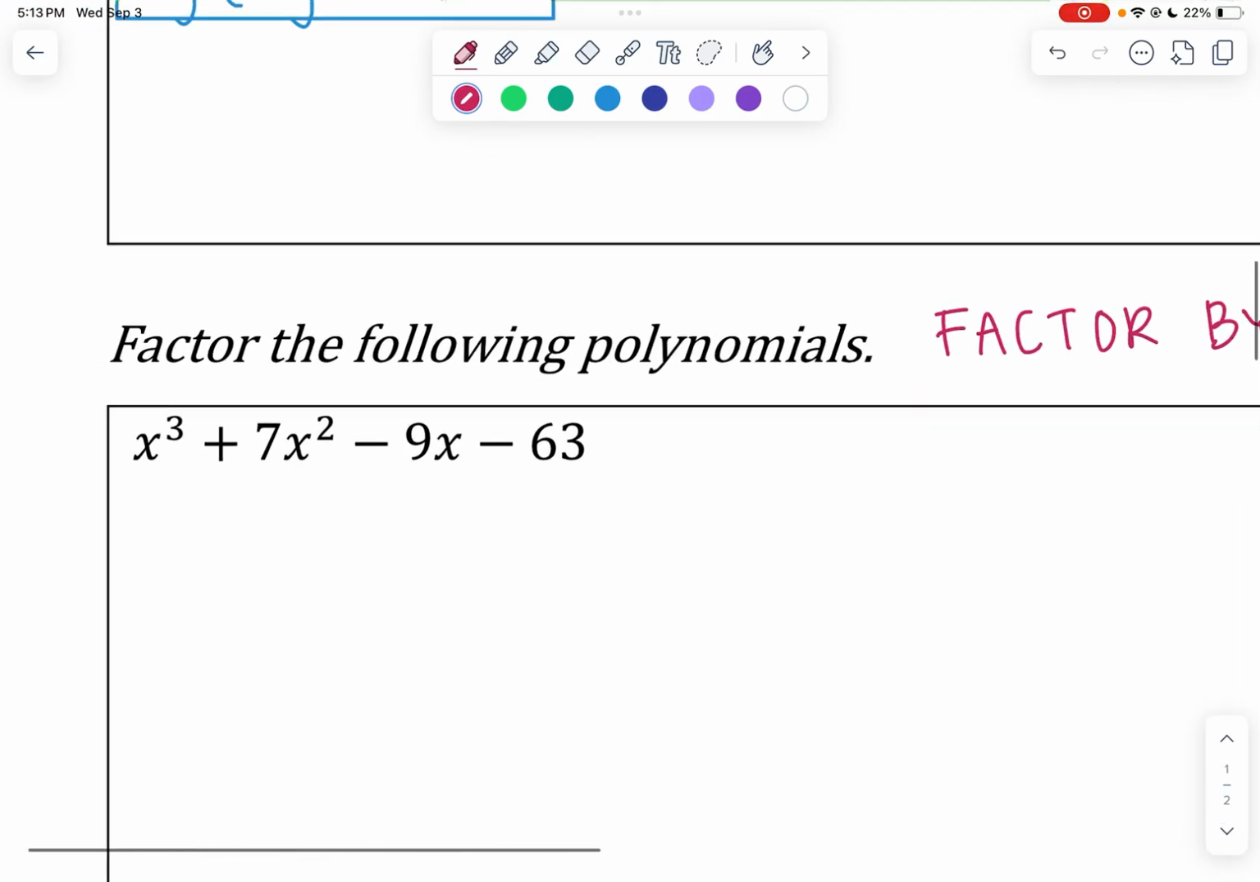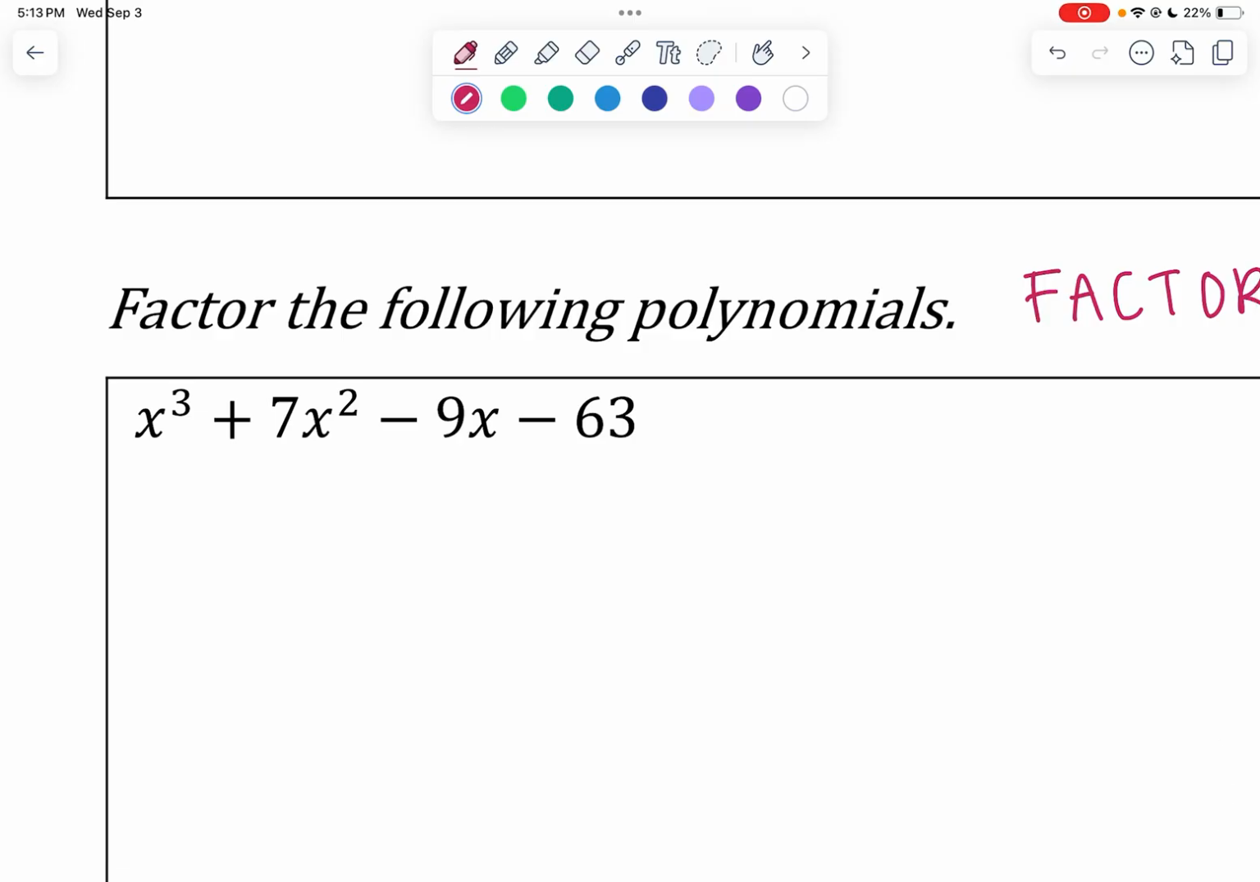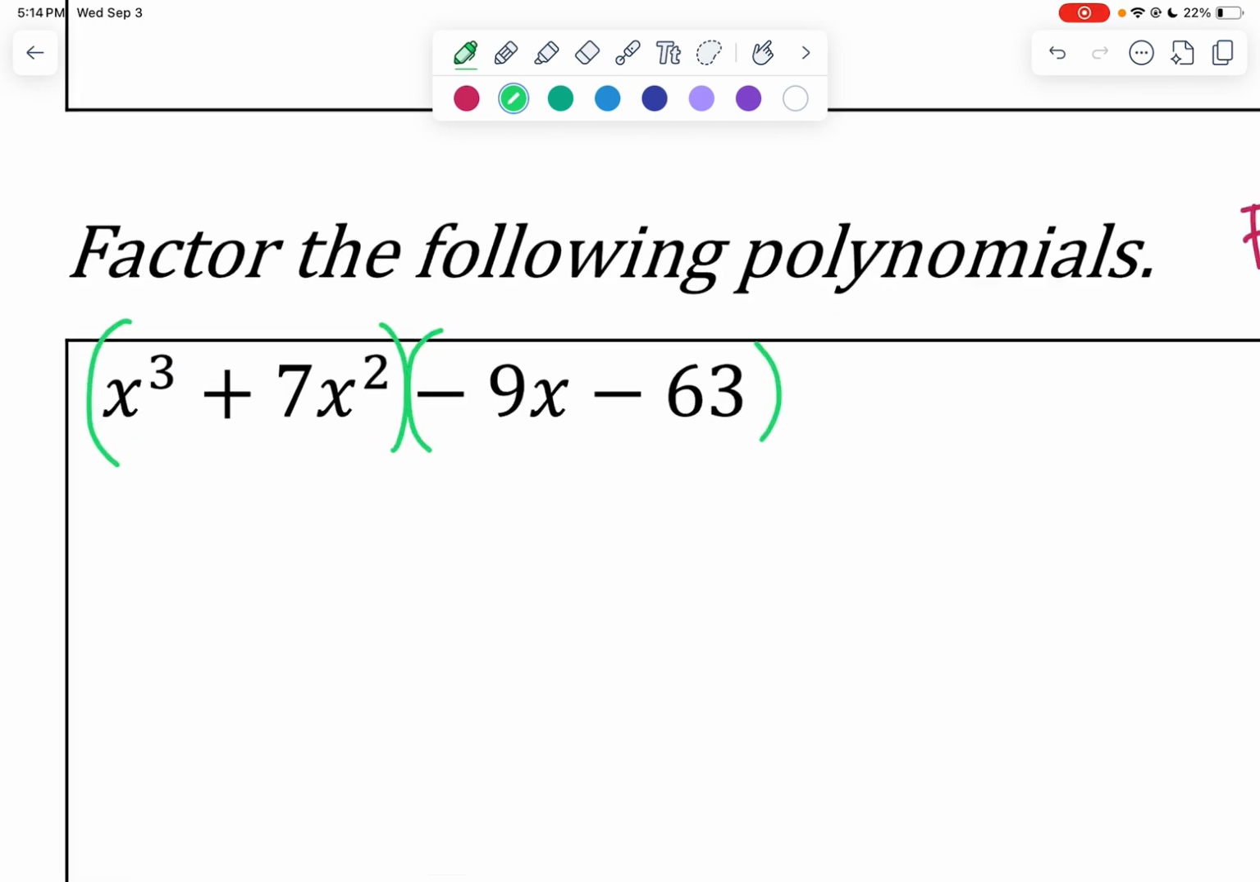So if we take a look at this, I don't need to split my middle term into 2 terms because it's already 2 different terms. So I'm just going to go straight into grouping. I'm going to look at the first half and then I'm going to look at the second half, okay? What can you factor out of the first half?